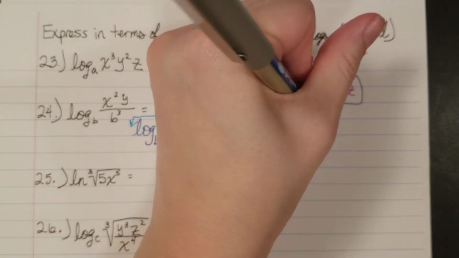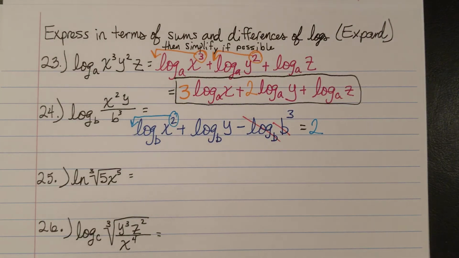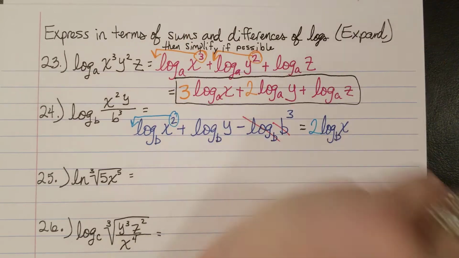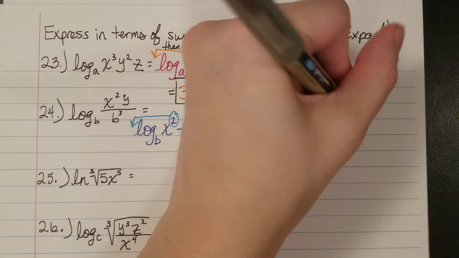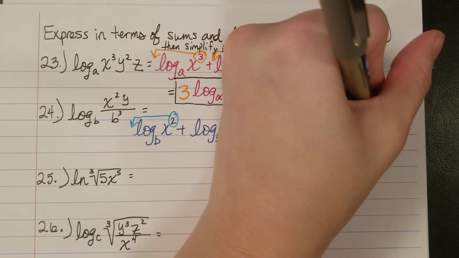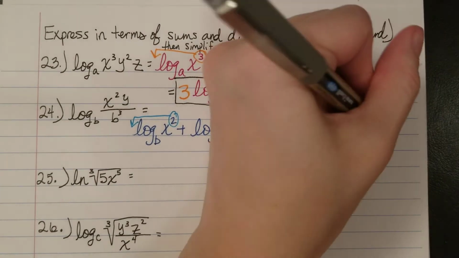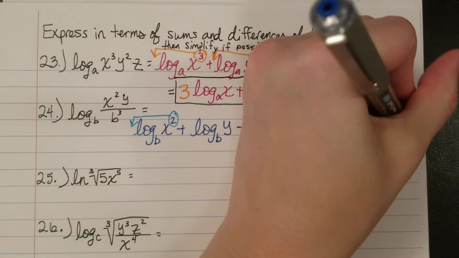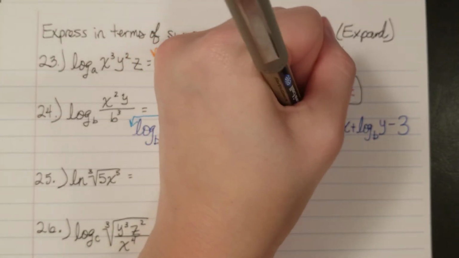So I'm going to have 2 times log base b of x plus log base b of y minus 3. And that's my final answer.